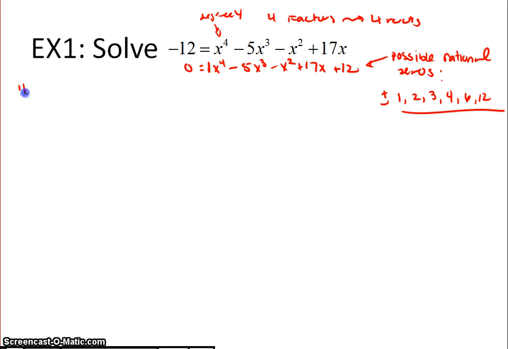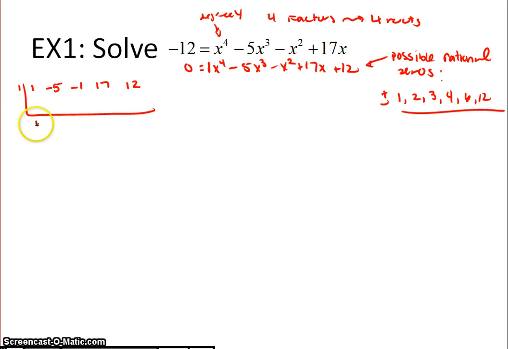Always start off with 1 and test if 1 works. So 1, minus 5, minus 1, 17, and 12. I'm pulling off all of my coefficients in order. I'm not missing any terms. If I was, I would need a 0.